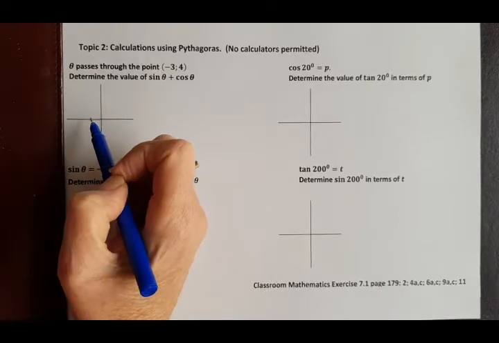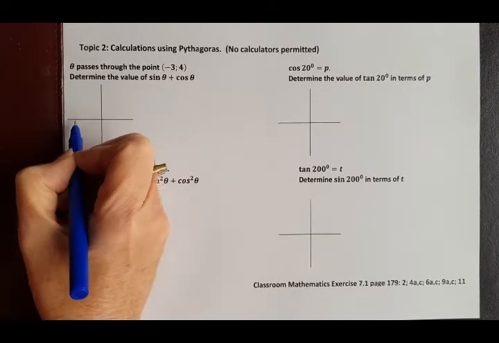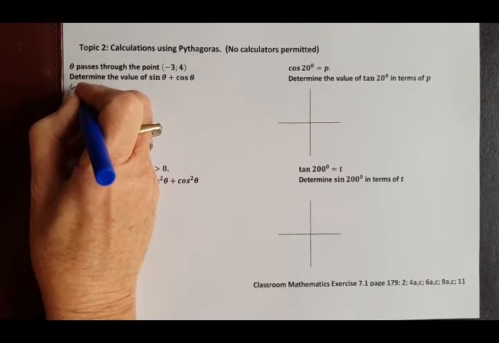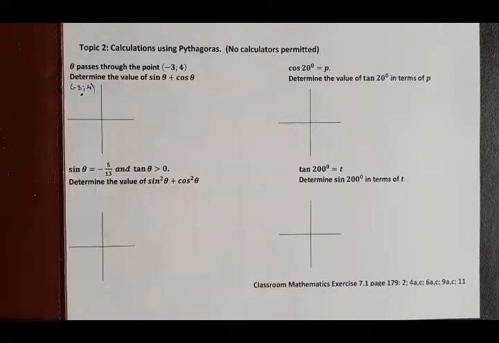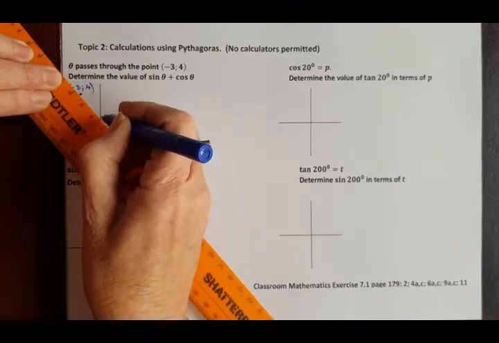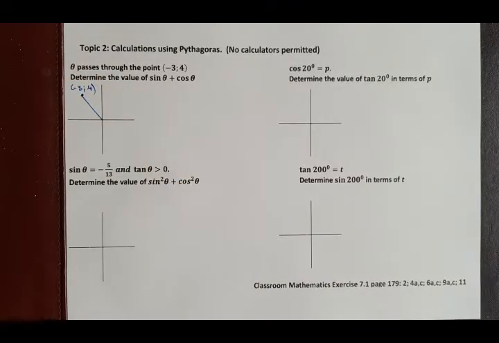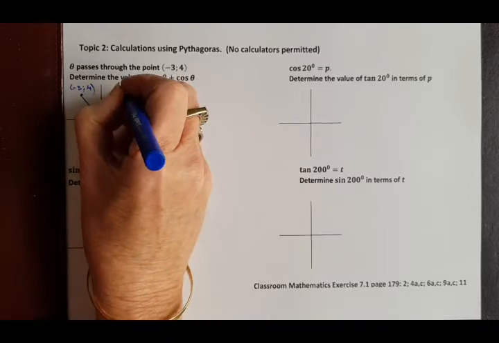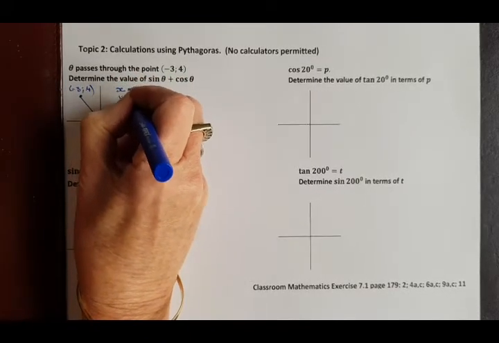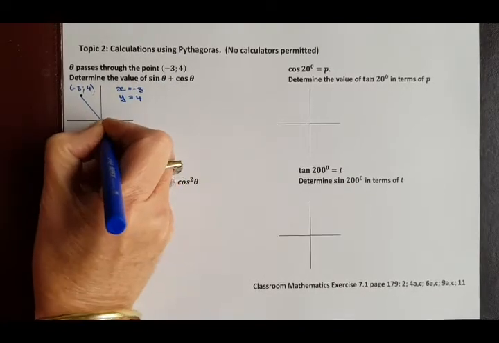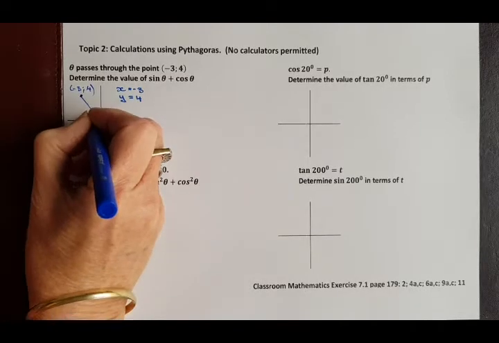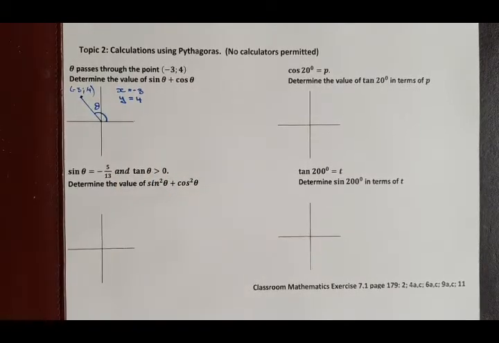passes through the point -3 and 4. So we're talking about an ordered pair that would look like that. In other words, the angle we're dealing with is in the second quadrant. My x value is going to be -3. My y value is going to be 4. My theta, the angle I'm talking about, goes from 0 degrees over here round to that point over there.